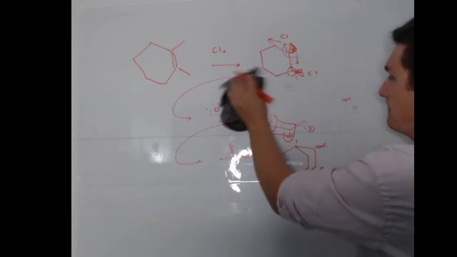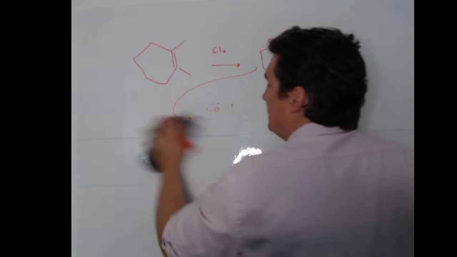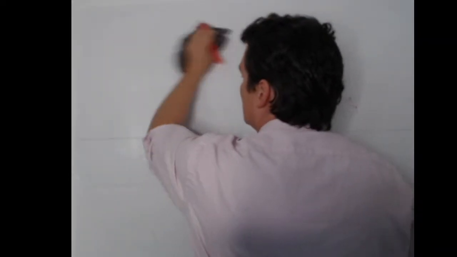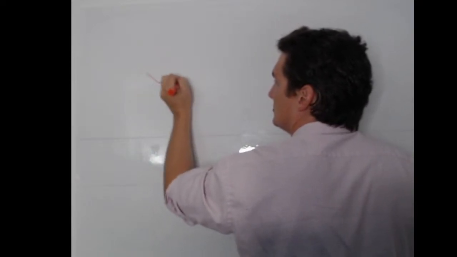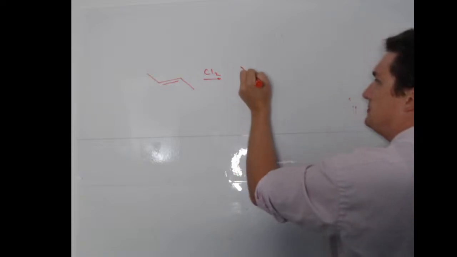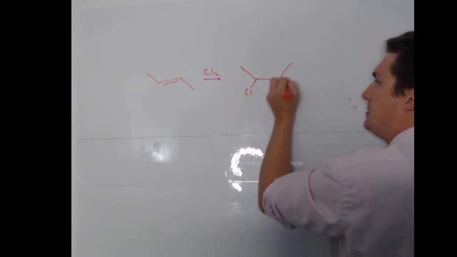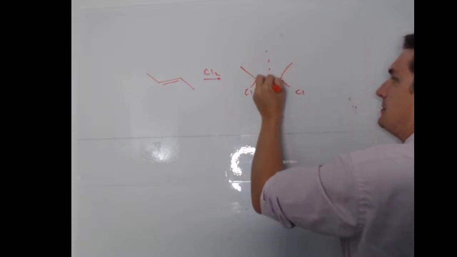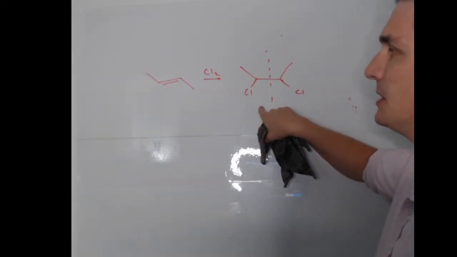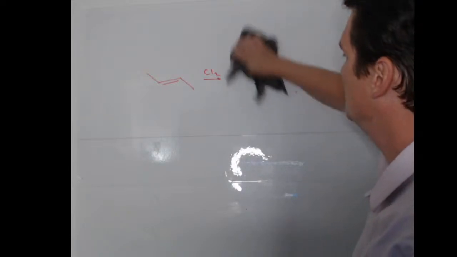Whereas if we did halogen addition to butene, if we look at this molecule, does it have 4 chiral centers? It does have 4 chiral centers.